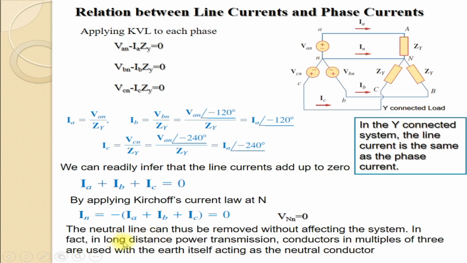In long distance power transmission, conductors in multiples of 3 are used, with the earth itself acting as the neutral conductor. Practically, you might have seen transmission lines which have only 3 lines A, B, C in a circuit, and the neutral, or the return point, will be the earth itself.